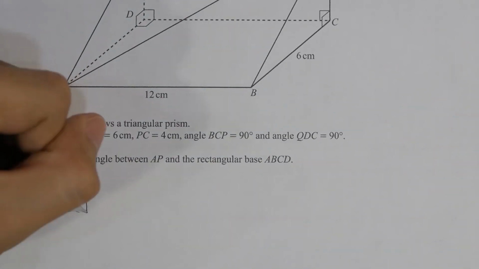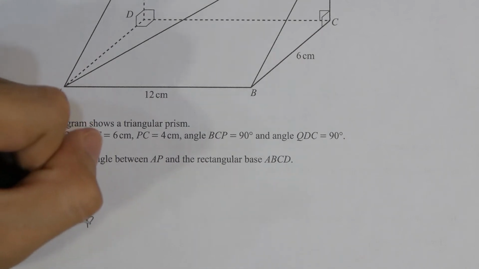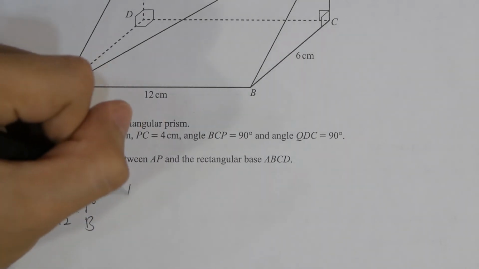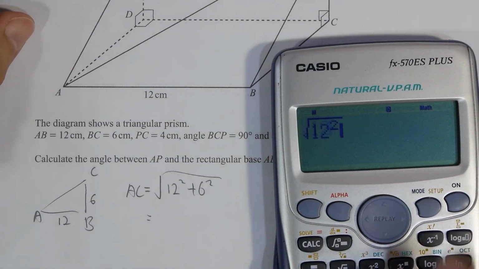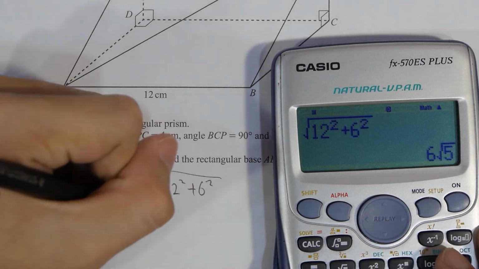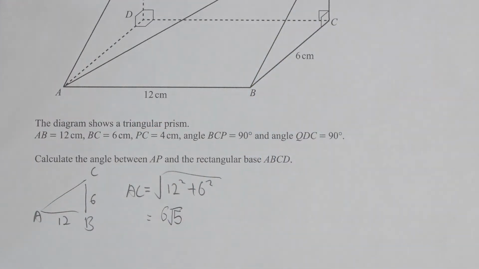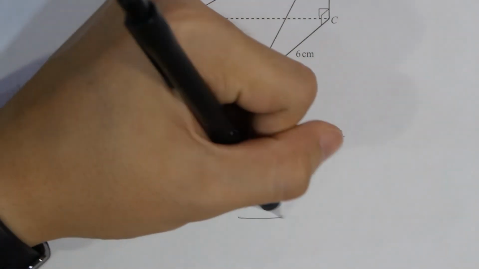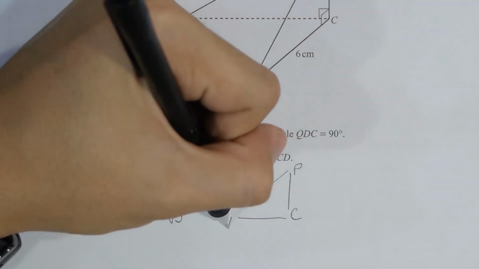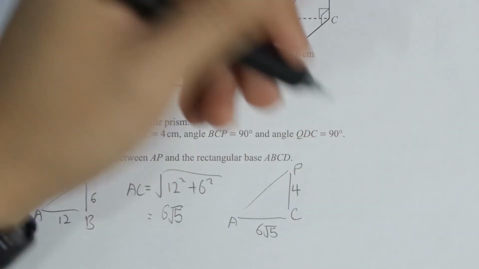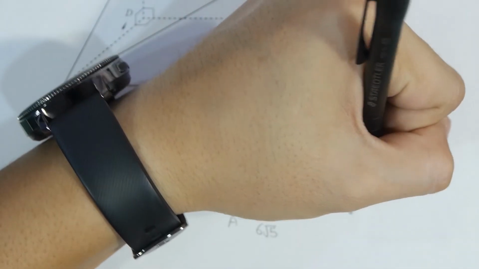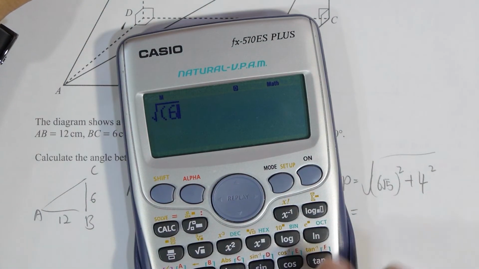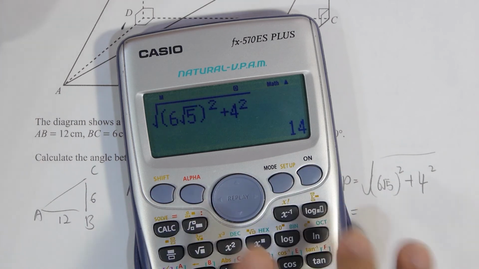For question 23, first you need to identify AC's length, as the question is requesting to find the angle between AP and the rectangular base. By using Pythagoras theorem, we will identify AC's value as 6 square root 5. With 6 square root 5, we can now use the information: tangent PAC equals 4, which is opposite, divided by 6 square root 5, which is its adjacent. So the angle PAC will be 16.6 degrees.